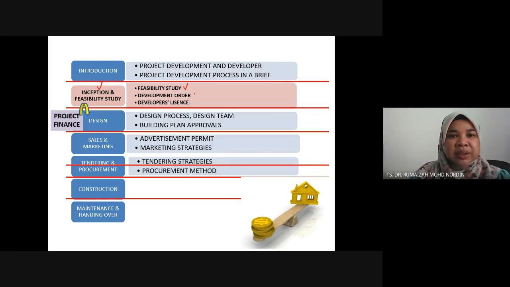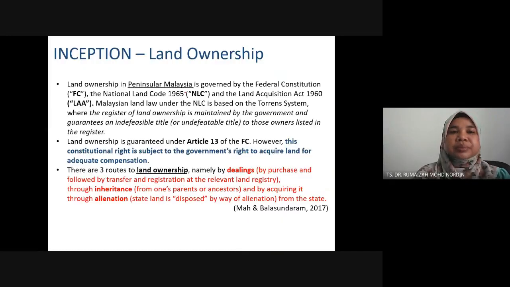So in inception and feasibility, the approvals would be the development order and also the developer's license. So the development order is for the development, the developer's license is for the developer. Do remember that with me, you are no longer a builder, you are now a developer. Okay, so you need to know that. Okay, when we say inception, it is actually about land.